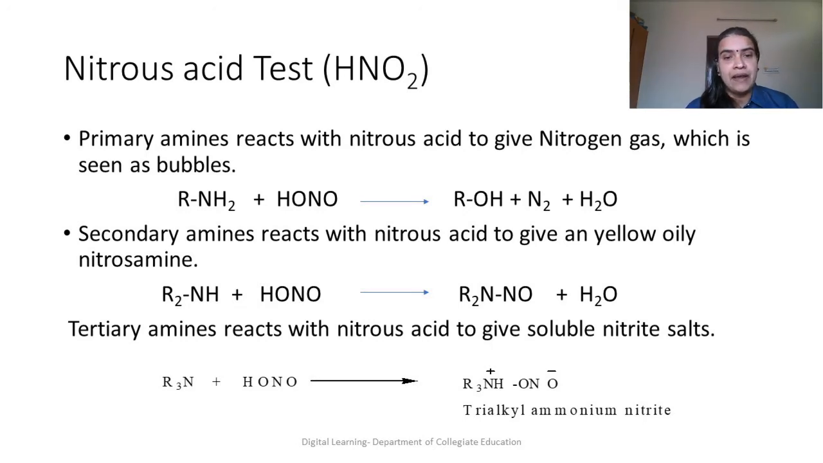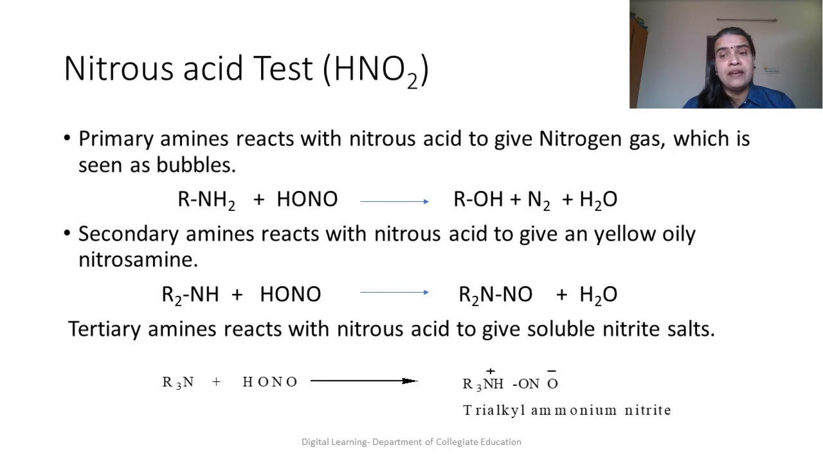Secondary amine reacts with nitrous acid to give N-nitroso, an oily nitrosamine. So, when the given sample is treated with HNO2, if in the test tube or in the beaker you are getting an oil, we can say that the given amine is secondary. Tertiary amine reacts with nitrous acid to give soluble nitrite salts. So, if you are getting a clear solution without the formation of any bubbles, you can clearly say the given amine is tertiary. So, what you are supposed to do?